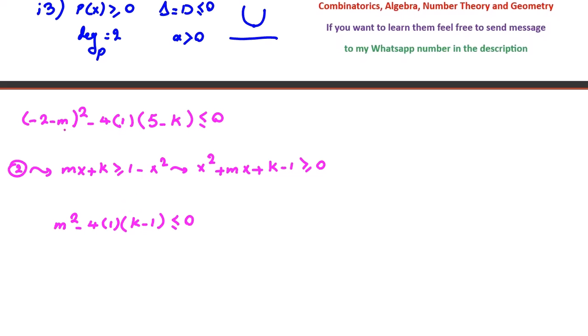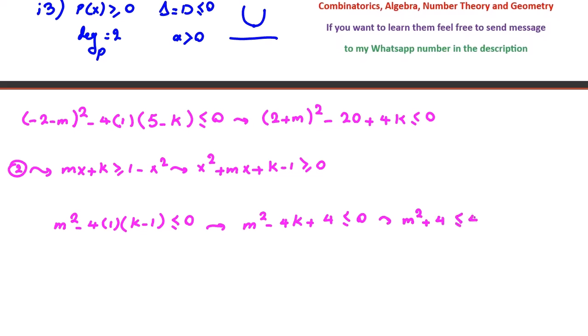Now we should find the m's that are good, so that we can find a good k. Instead of negative 2 minus m, because we have a square, we can negate inside the base. It's (2 plus m) whole squared, minus 4 times 5, which is 20, plus 4k, less than or equal to 0. This is m squared minus 4k plus 4 less than or equal to 0. So we can conclude m squared plus 4 is less than or equal to 4k, and 4k is less than or equal to 20 minus (2 plus m) whole squared.